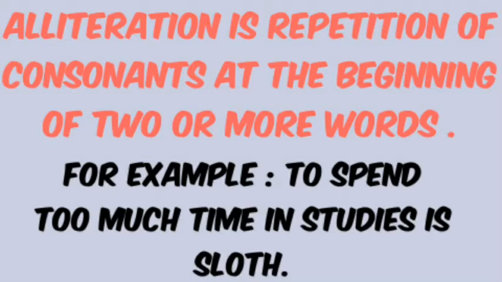Alliteration is repetition of consonants at the beginning of two or more words. When there are many words in a sentence, each word begins with a specific letter. If that letter is a consonant, and in that line there are many such words which start from the same consonant sounds, then this is called alliteration.